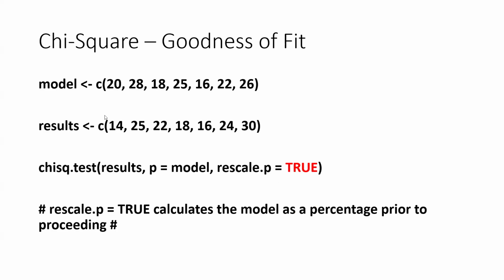In this case, this is the motel owner's model: 20, 28, 18, 25, 16, 22, and 26. We'll get to the results in a moment. Here are the results. So this is the model, and this is what you observed: 14, 25, 22, 18, 16, 24, and 30. Each one of these corresponds to what you observed versus what was expected.